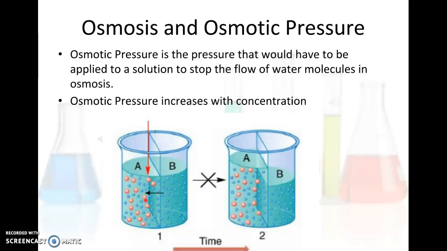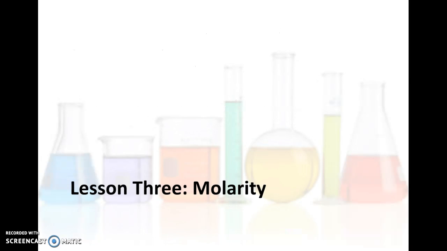Now, it takes a little bit of pressure to stop that. So you can see in the images here, in number 2, the water from side B has diffused over into side A. See the volume change? Osmotic pressure is this arrow. It's the pressure that keeps the solution from having osmosis over this barrier. It keeps B from coming into A.